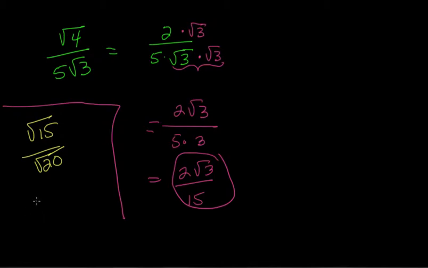So I think what I'll do, there's a couple of ways to approach this one, is I'm just going to put 15 over 20 under the same radical, and then I'm going to reduce the fraction in there, 15 over 20. And 15 over 20 reduces to, let's see, they're both divisible by 5, so that would be 3 over 4.